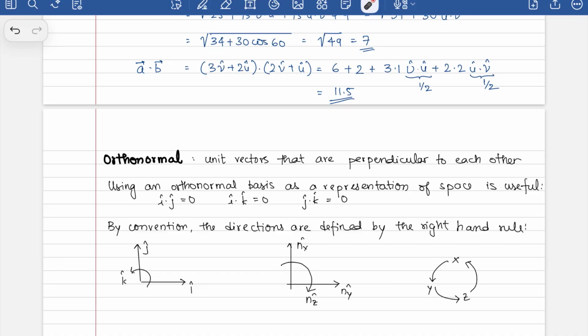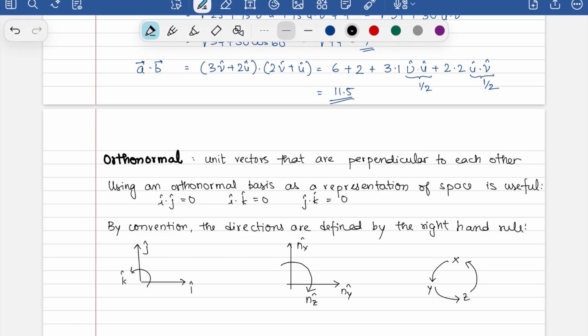So as an exercise, you can look at the case where you go from z to x. So have your palm aligned along the k hat direction, that's the z direction, and then you rotate it towards the i hat direction, and you will see that your thumb is pointing along the j hat direction. Okay, so this here is a right hand basis, and this is a convention that we use.